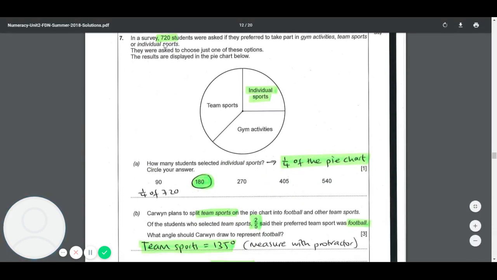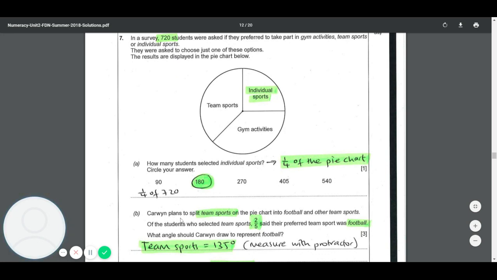Okay, then we've got a survey. 720 students are asked if they prefer to take part in gym activities, team sports, or individual sports. We've got the results here. And how many people selected individual sports? So you can see that as 1/4. So 1/4 of 720 is 180.